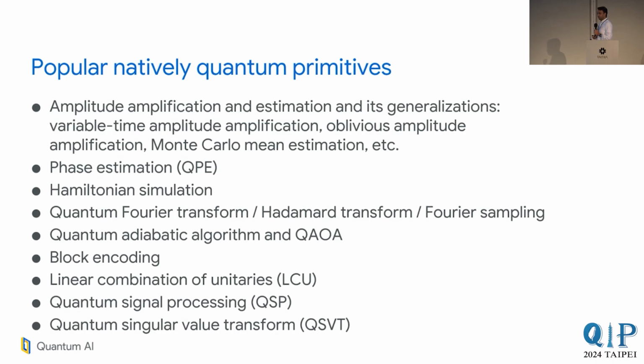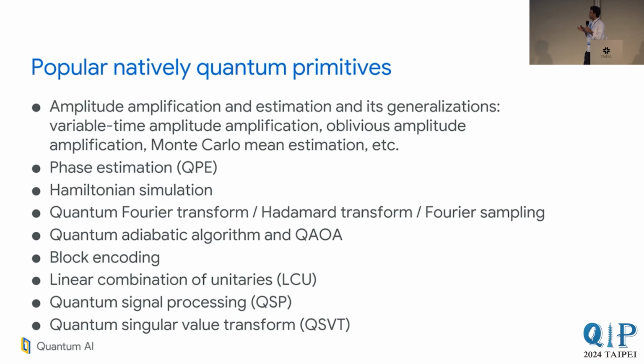So one is amplitude amplification. We saw a few examples already. Amplitude amplification is used all over the place. It's a generalization of Grover's algorithm, but very widely applicable. It has its own generalizations further called variable time amplitude amplification, oblivious amplitude amplification, Monte Carlo mean estimation, etc. So that's a good primitive to know. Quantum phase estimation. This is used all over the place. Used in Shor's algorithm. Used in many algorithms that I'll talk about in a while.